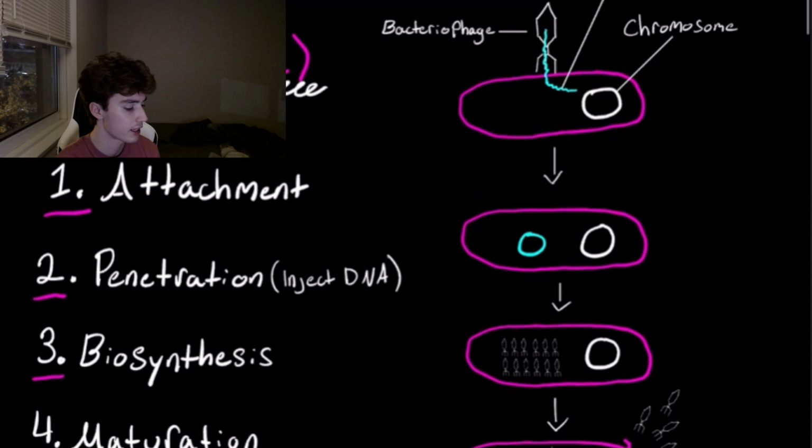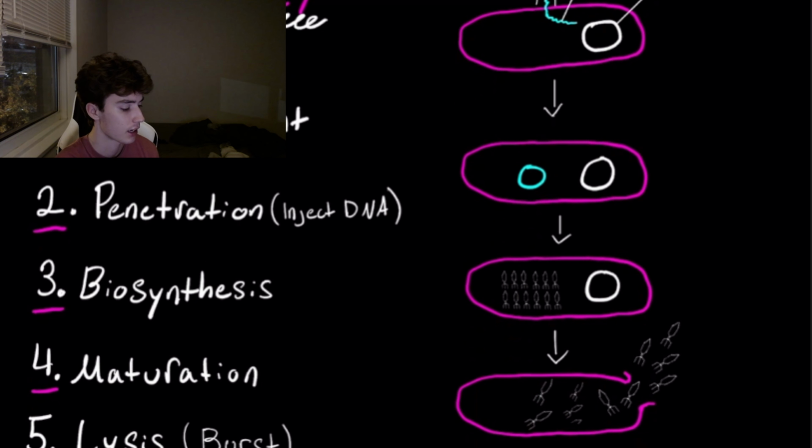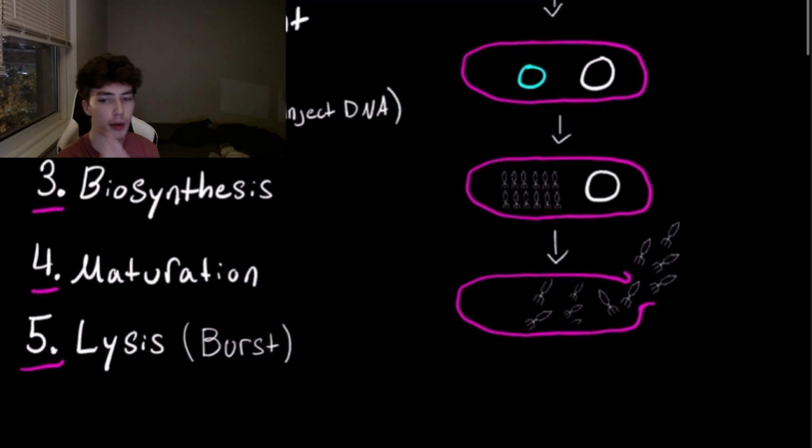So the first step would be attachment. Attachment is exactly what it sounds like. It's when a bacteriophage attaches to specific receptors on a bacterial cell, and then through penetration, it'll inject its viral genome. Third step would be biosynthesis.